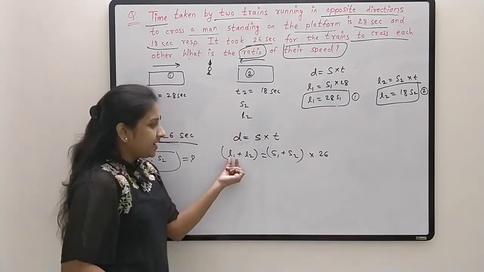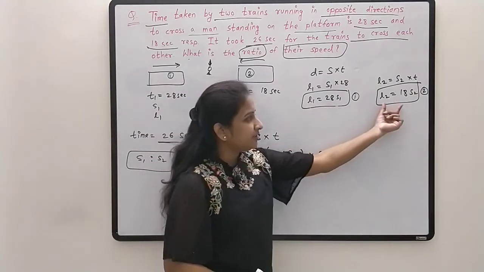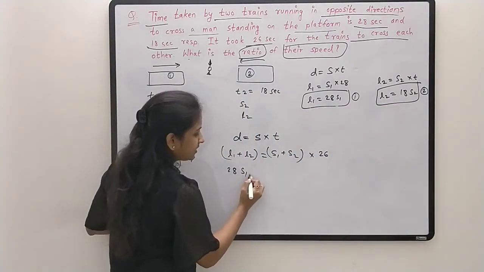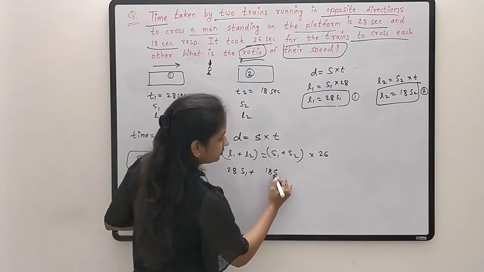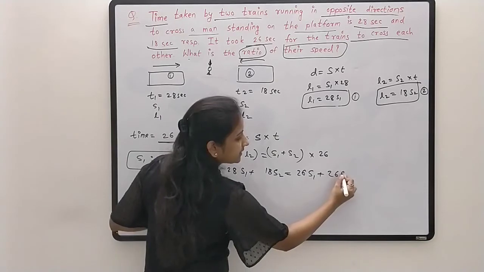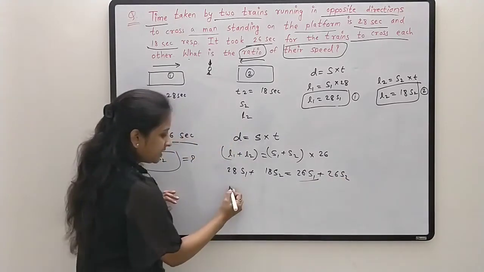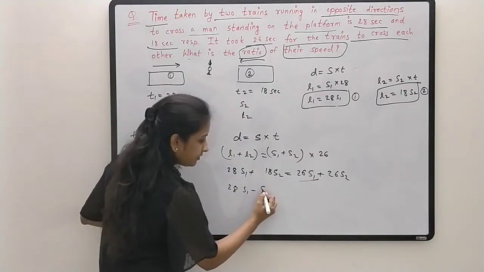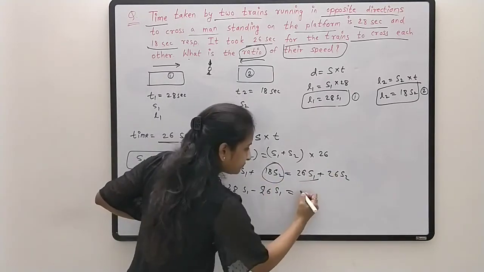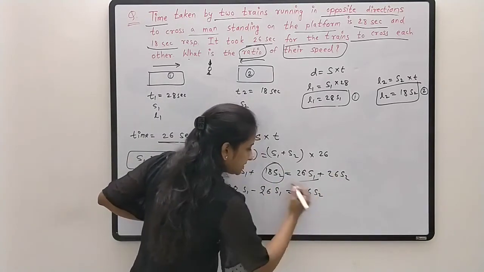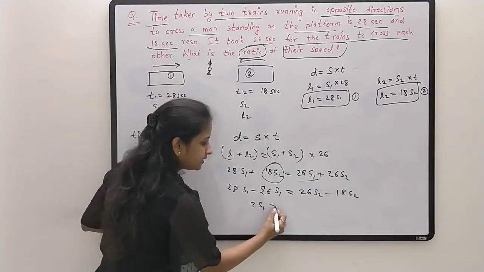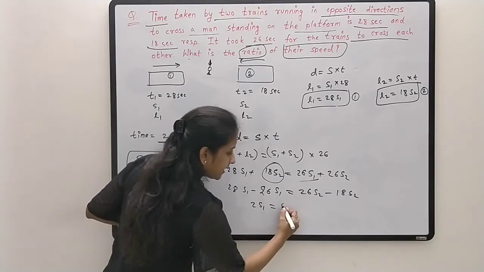Now, L1 and L2. We already got these values in the terms of speed. Let's substitute it. L1 is 28 S1 plus 18 S2 is equals to, open this bracket, 26 S1 plus 26 S2. So S1 on this side, 28 S1 minus 26 S1 is equals to S2 on that side, 26 S2 as it is minus 18 S2. So this is 2 S1 is equals to 8 S2.